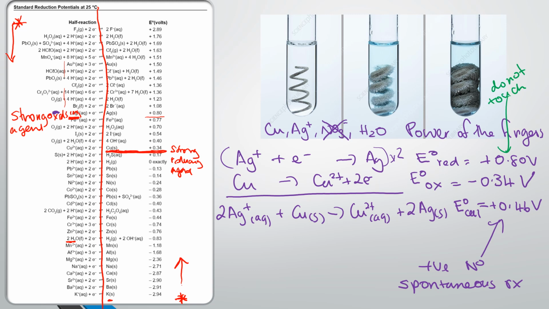But using your fingers, what you will have noticed is if the left finger is above the right finger, it's a spontaneous reaction. If the right finger is above the left finger, it'll always come out to a negative number and it's non-spontaneous. So your fingers can give you a lot of information about whether or not the reaction is going to take place.